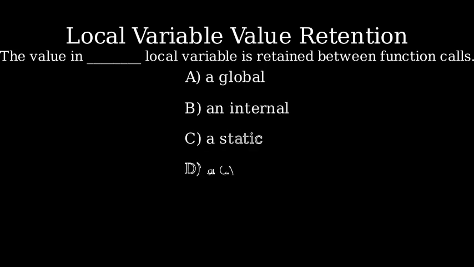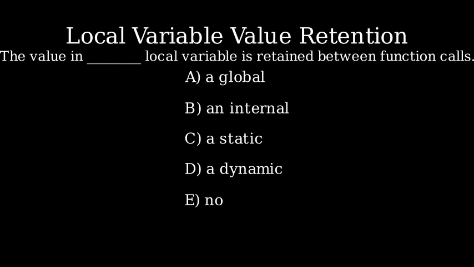Let's understand which type of local variable retains its value between function calls. The question asks, the value in blank local variable is retained between function calls. The options are A, a global, B, an internal, C, a static, D, a dynamic, or E, no variable.